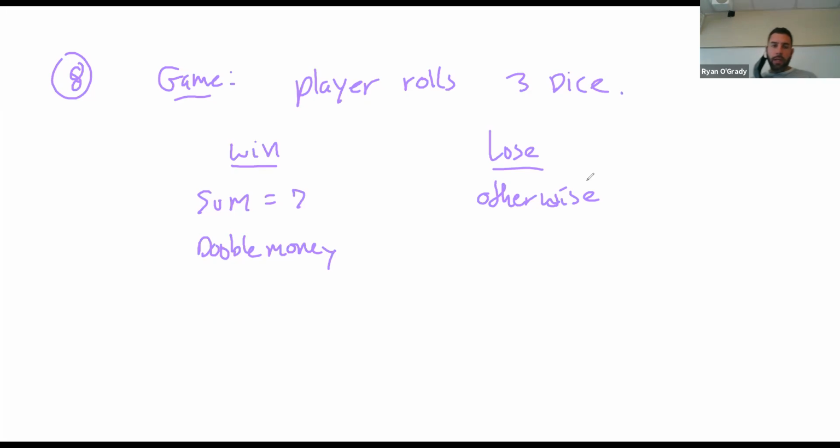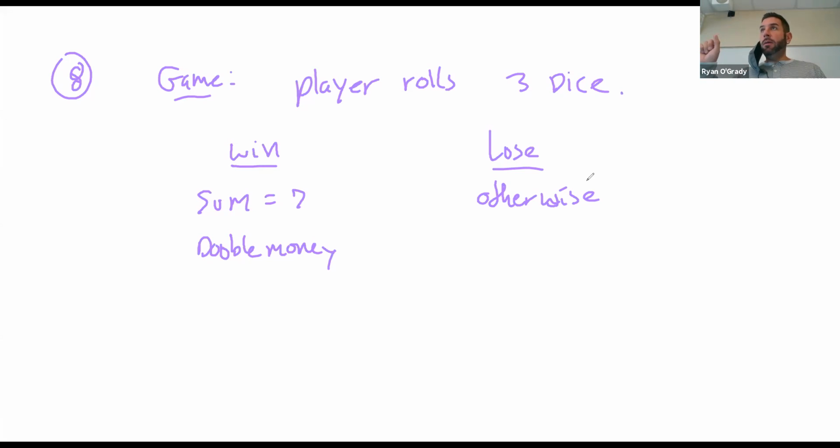Well, the probability of winning is straightforward. I mean, how many times can you roll a 7 with 3 dice? How many total outcomes are there? Well, the counting principle tells us that there are 6 for the first dice, times 6 for the second dice, which is 36, times 6 for the third dice. So what are the total number of outcomes? Well, that's 6 times 6 times 6, or 6 cubed, which is 216. So there's 216 total outcomes.